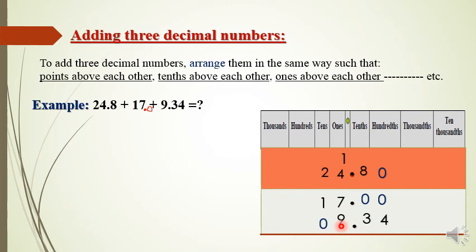Now we are ready to add, starting from right to left. We put the point under the point and here we have 4, here we have 11, 1 and 1 carry out, here we have 21, 1 and 2 carry out, and finally this is 5. So our final answer is 51.14.